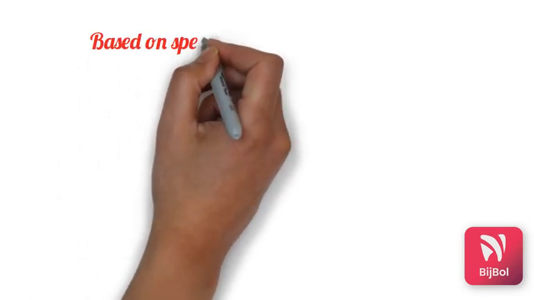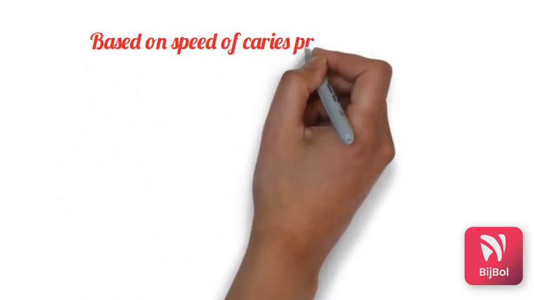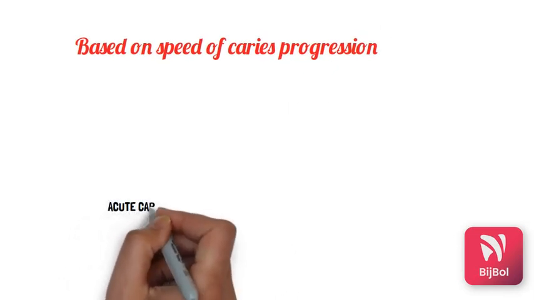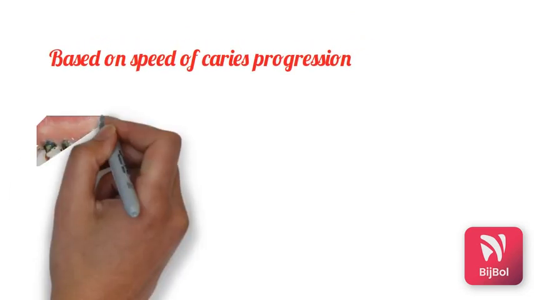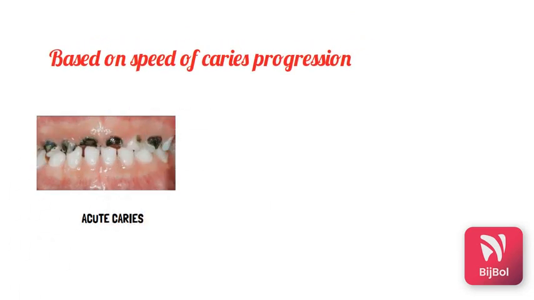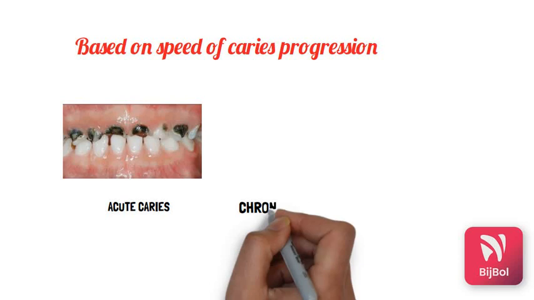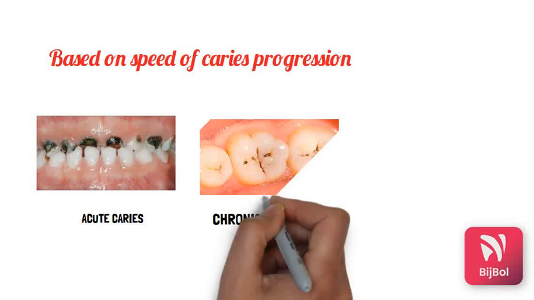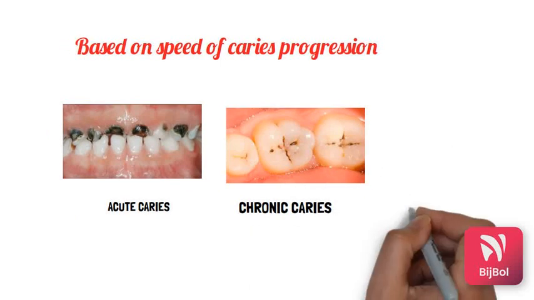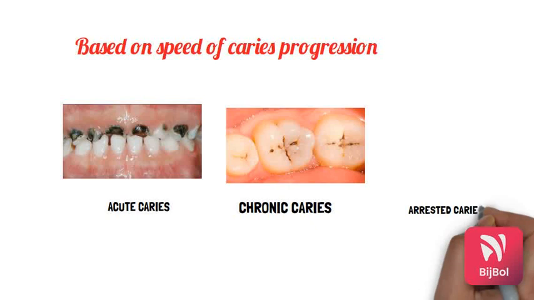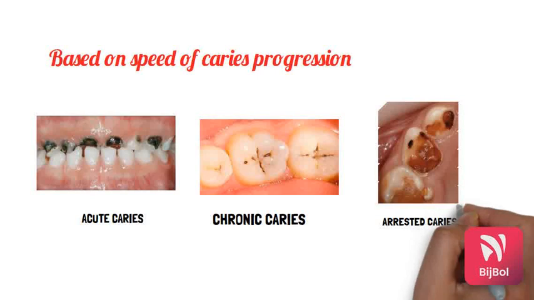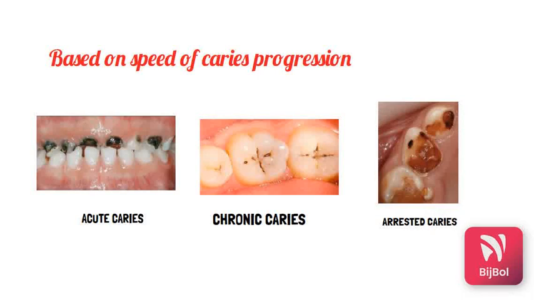Next, we'll see the classification based on speed of caries progression. That is acute caries. Acute caries is also known as rampant caries, having rapid spread involving several teeth. Next is chronic caries. It is slowly progressing, long-standing caries which is hard in consistency and dark colored. Sometimes chronic caries lesions can become arrested due to a local change in the environment. Such caries is called arrested caries, which is dark brown in color and hard in consistency.